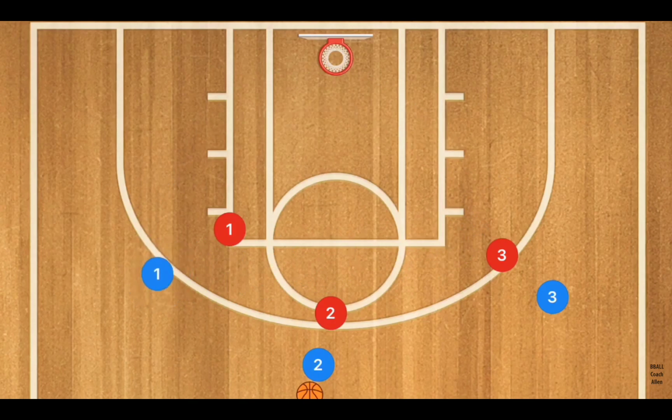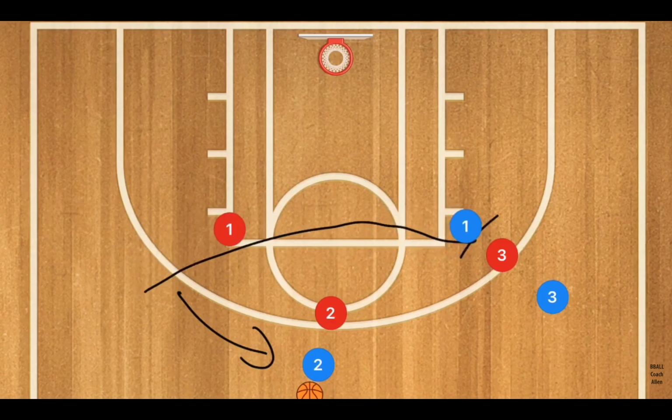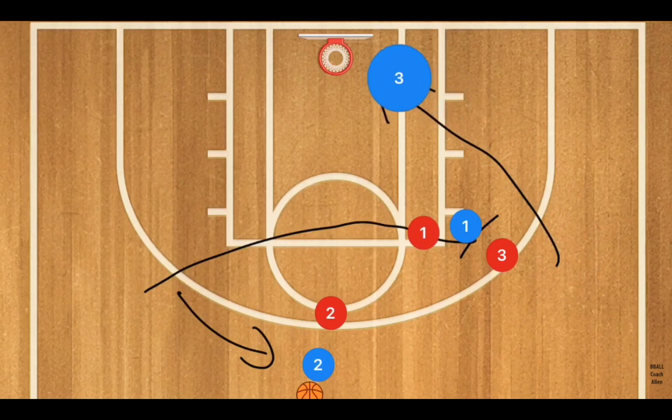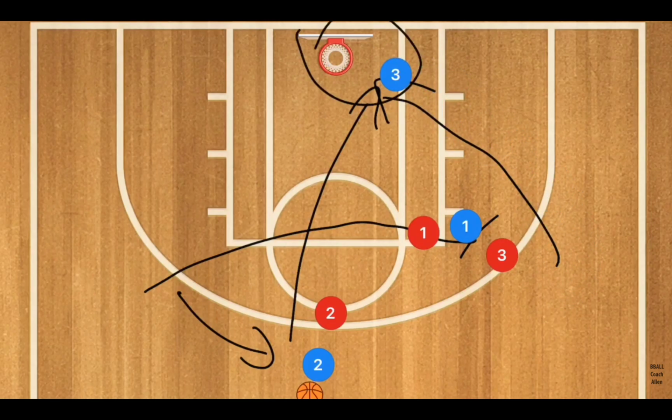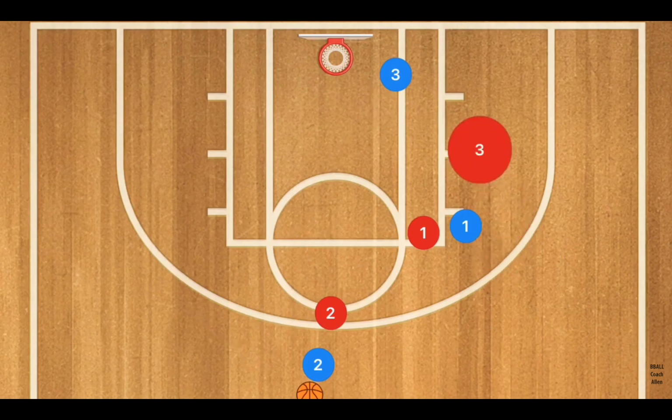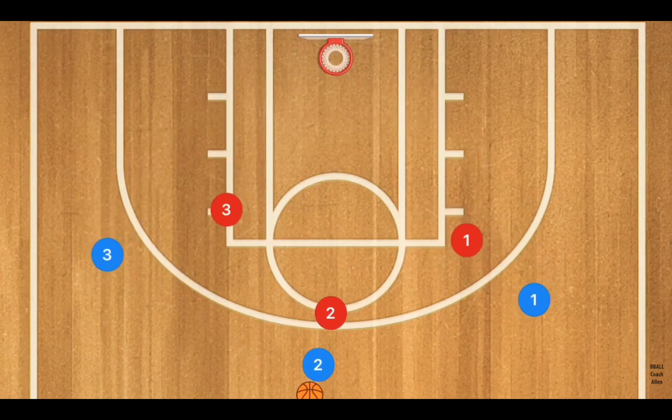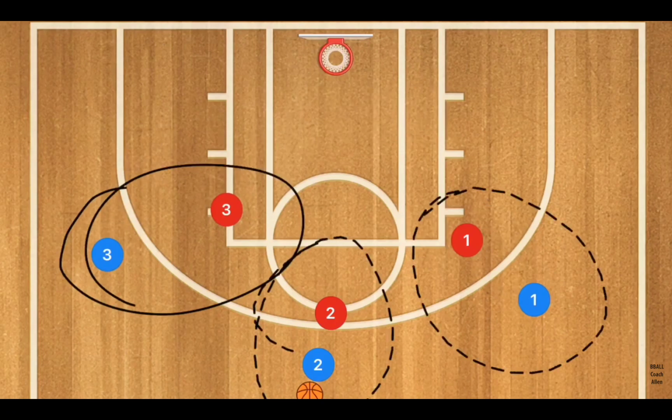Personally, I wouldn't. What I would personally do is, when he passes to player 2, do a high cut across and set a back screen on player 3. Player 3 will then cut towards the rim, and he may be open for that layup. If he is, definitely give it to him. If he's not, he's just going to pop back out, and we're back in that same 3 spots as we were before.